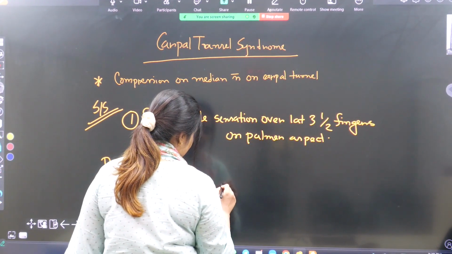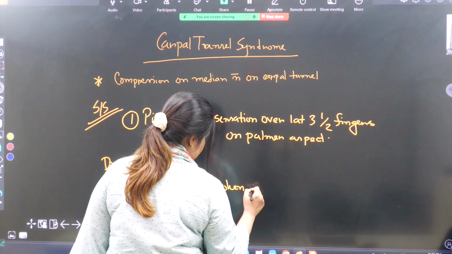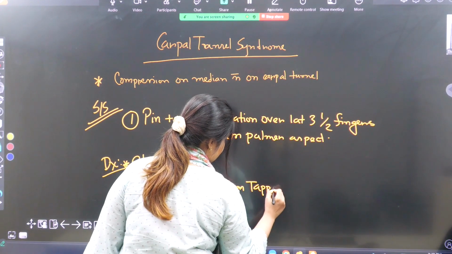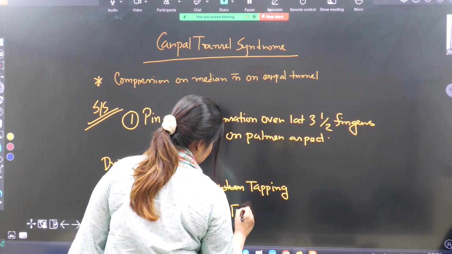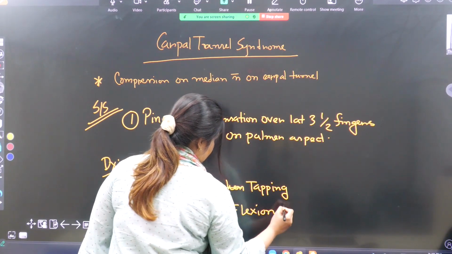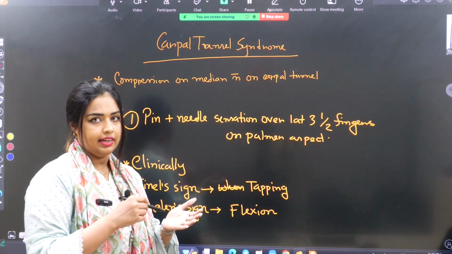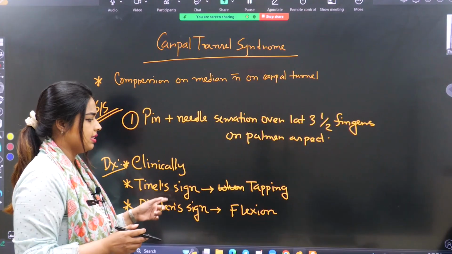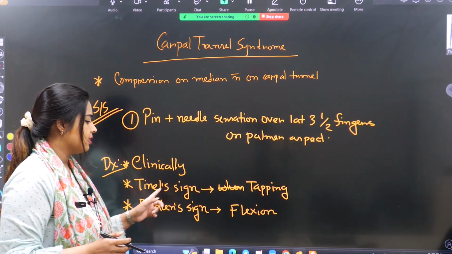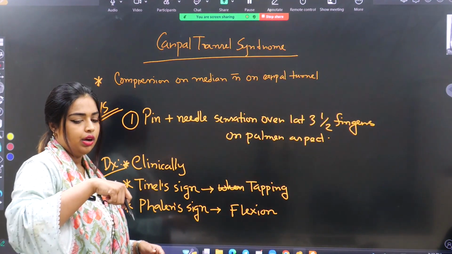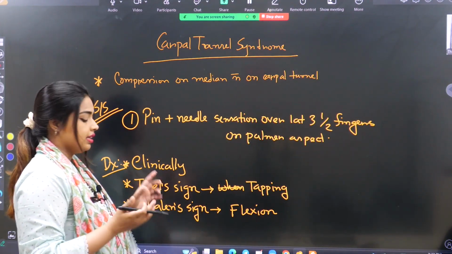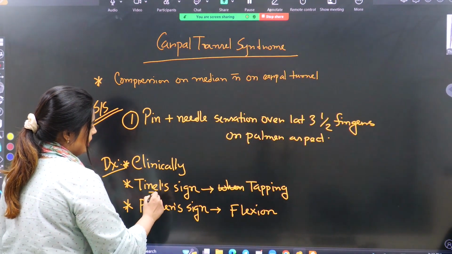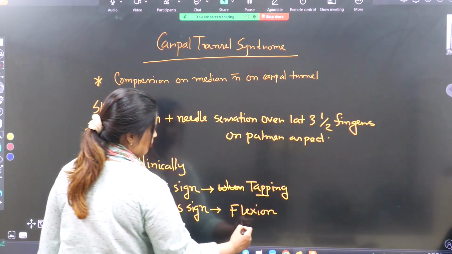So what is Tinel sign? You can write here the tapping, mainly tapping, and here the flexion. Okay, when you tap over this area, the patient will feel the pins and needle sensation. This is the Tinel sign, and this Tinel sign is positive. And Phelan sign, what is Phelan sign? That is flexion. When you ask the patient to flex the wrist, then he will feel the pins and needle sensation over this area. So you can remember by Tinel, tapping, Phelan's, flexion.